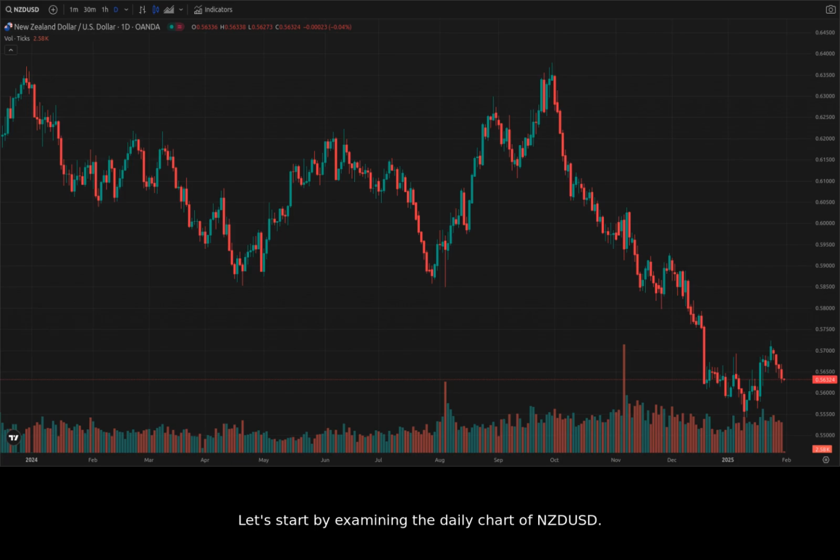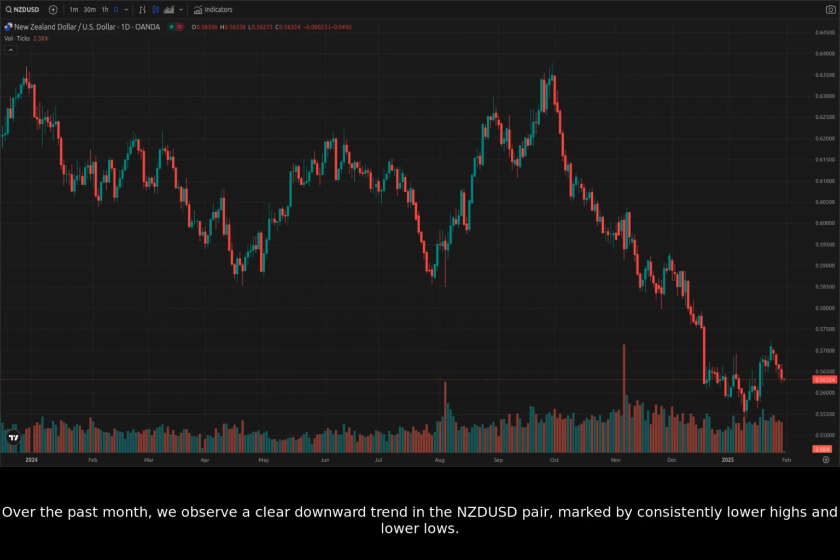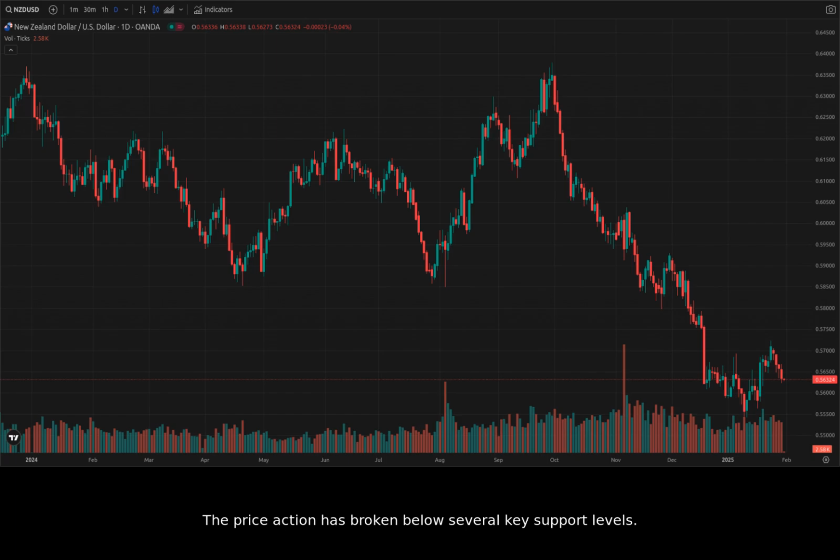Let's start by examining the daily chart of NZDUSD. Over the past month, we observe a clear downward trend in the NZDUSD pair, marked by consistently lower highs and lower lows. The price action has broken below several key support levels.